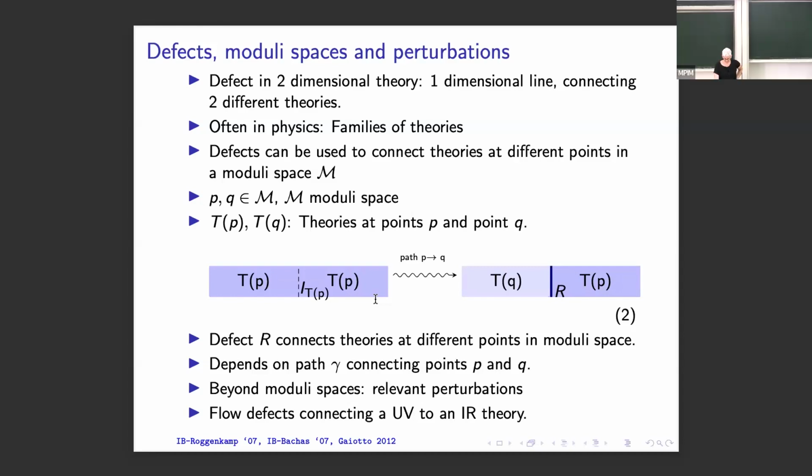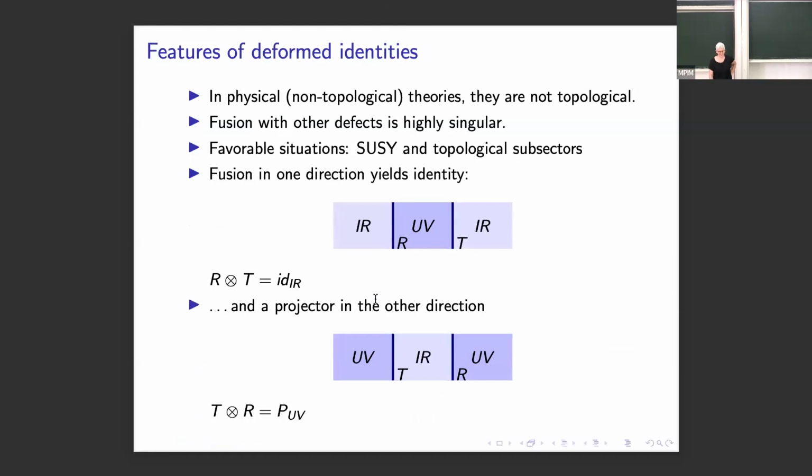Okay, so let me continue. So here's the thing I said in words before. So let me first emphasize, if we have physical theories, in particular non-topological theories, such as conformal field theories, then the defects I'm talking about are not topological. So in particular, if there's a relevant flow or something, then the central charges on the two sides of the defects will be different. So they're not topological, and therefore this fusion or composing of the defects is highly singular.